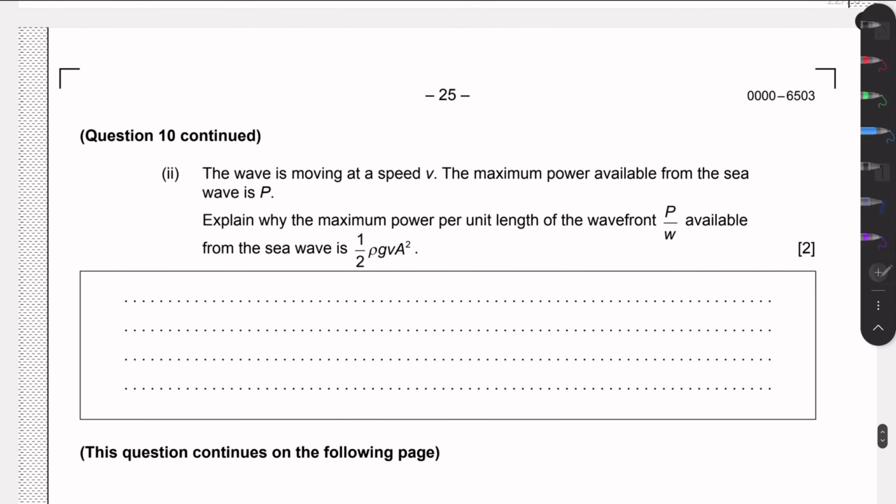And then we're also told that the wave is moving at a speed of v. The maximum power available from the sea wave is P. We need to explain why the power per unit length is this expression.